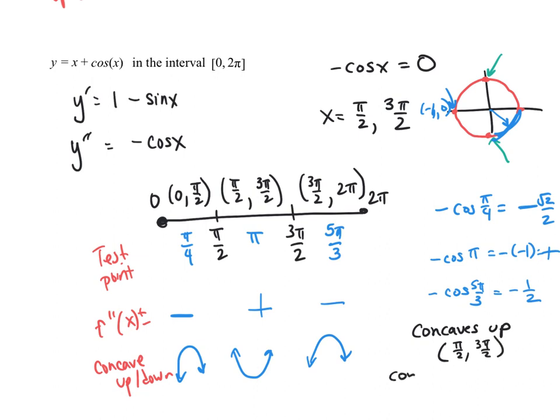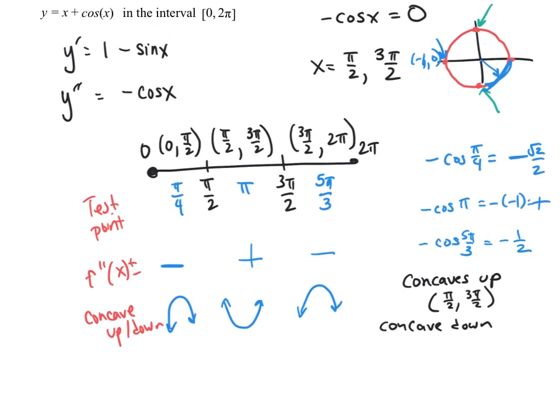And it's going to concave down in the other two intervals, which are going to be between 0 and pi over 2. And again, you notice I'm using the parentheses for all these because they are open intervals. And then 3 pi over 2 to 2 pi. So besides having to use the unit circle, nothing too tricky about this.